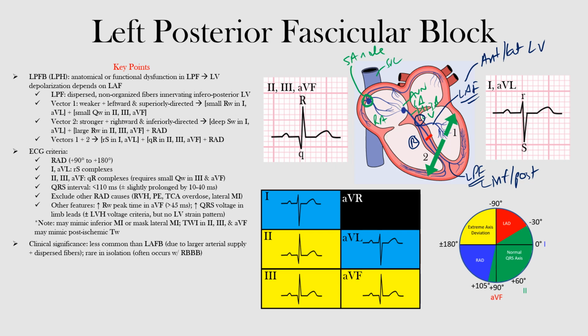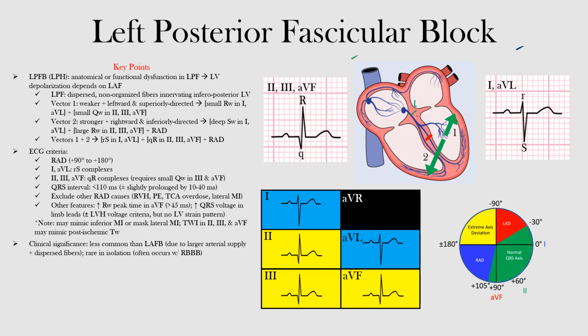So let's just clear some of this up as we move forward. We have our left posterior fascicular block that we're focusing on in this lecture, where we have this block occurring right in this region. Notice that red mark showing that our block is occurring in our left posterior fascicle. The left posterior fascicle innervates the inferior and posterior portions of the left ventricle, and because this fascicle is blocked, depolarization of the inferior and posterior walls of the left ventricle will now be delayed.